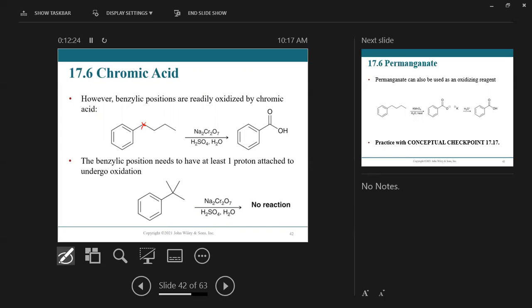It says the benzylic position needs to have at least 1 proton attached to undergo oxidation. So here there's no protons attached, right? Here there was 2 protons attached. So we have 2 protons. Here we have 0 protons. So there's going to be no reaction.